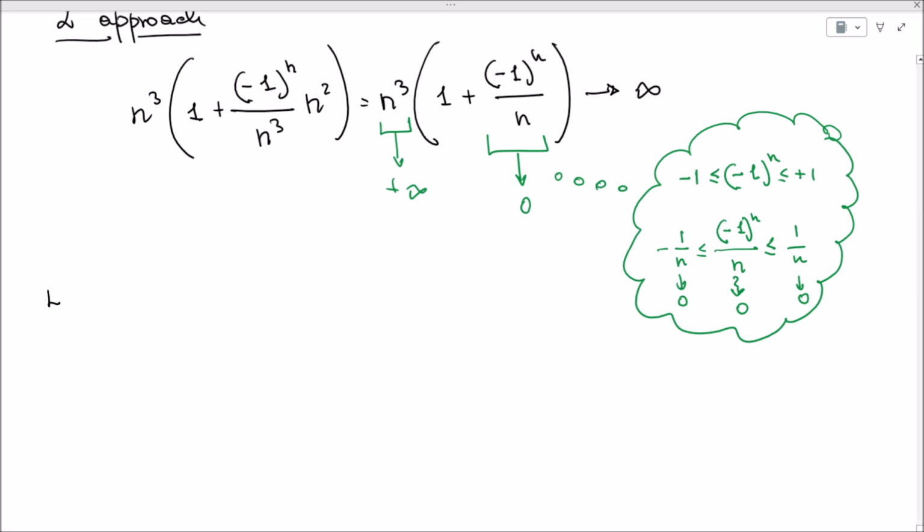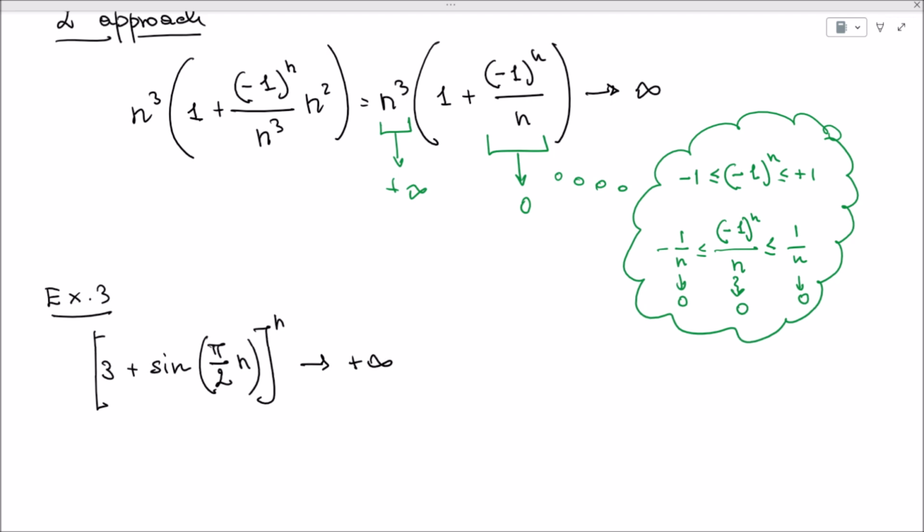And let's call this example 3. Let's consider this sequence: 3 plus sine of pi over 2 times n, all raised to the n. And we want to establish the limit as n goes to infinity. And we can say that this is plus infinity.